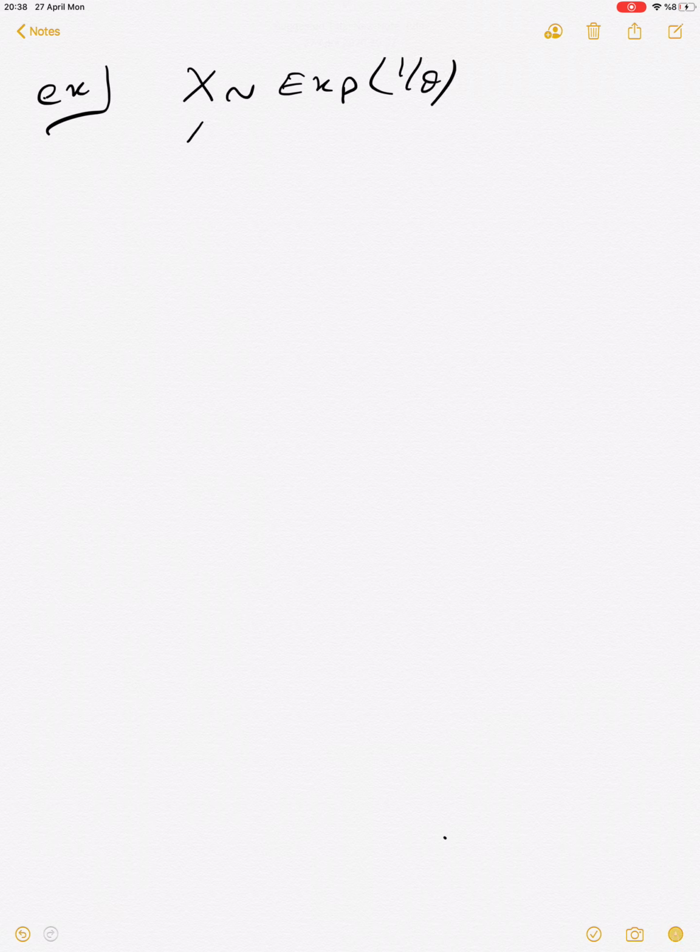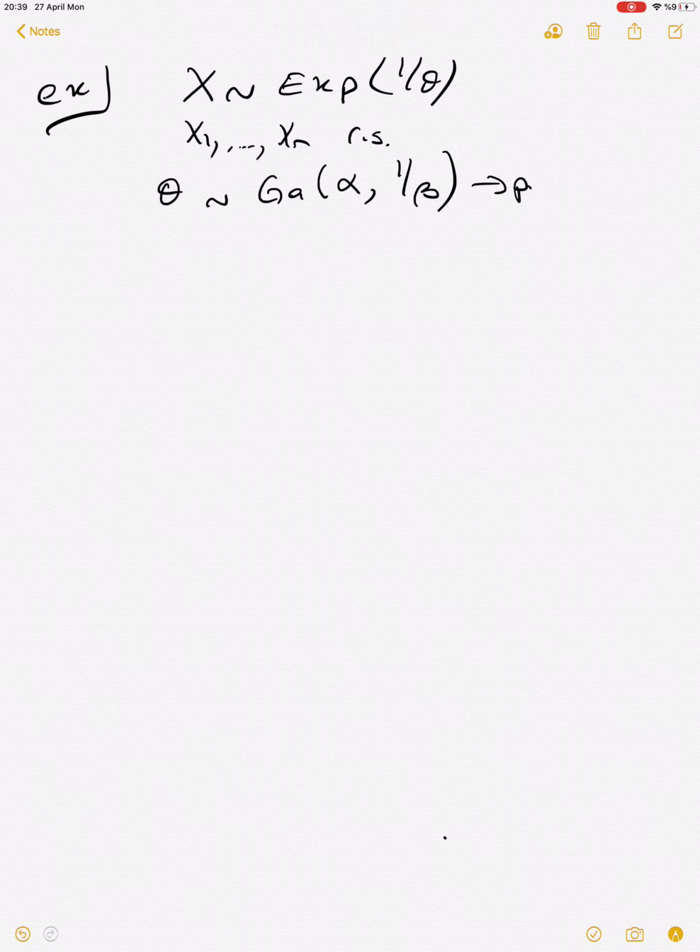It's given to us, and we have a random sample of size n for that. The prior distribution of the unknown parameter theta is given as gamma with parameters alpha and 1 over beta. Okay, so this is the prior distribution. It's already given to us, and at the beginning of our experiment we know everything about this. So theta is distributed as gamma with these parameters, and then we collect a sample, and it is exponentially distributed. Now we want to find the posterior distribution. So what is the posterior distribution?